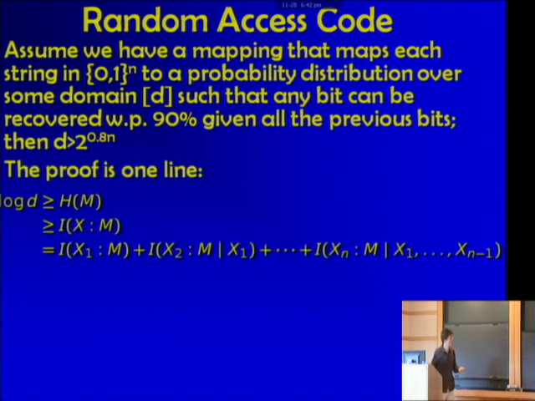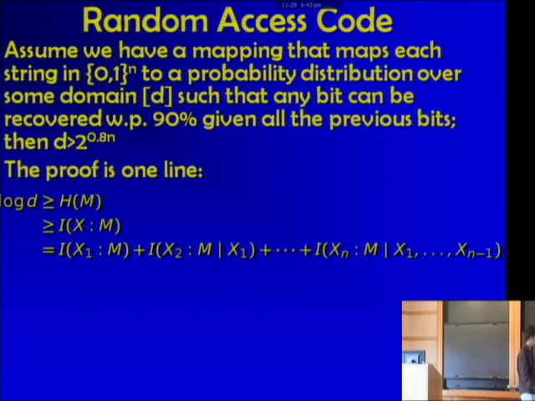Okay, so because the proof is just one line, it looks like three, but it's actually one line. Let's see what it is. It's actually very simple. The idea is this: we have x being our n-bit string, so x is made of x1, x2 up to xn, each of them a random bit. M is my encoding, a random variable that lives in this universe D.